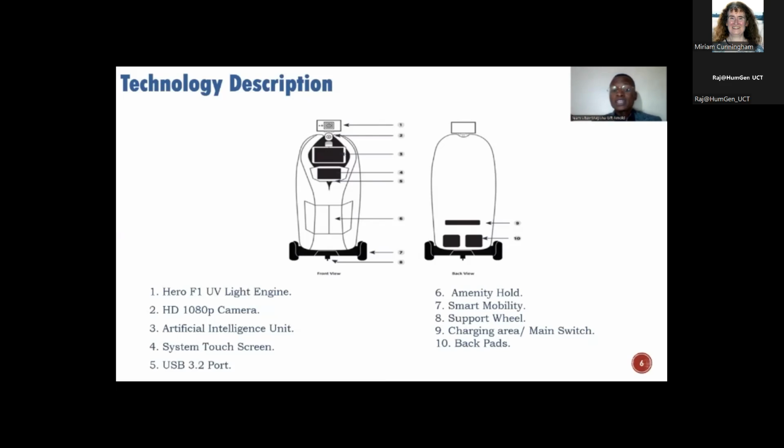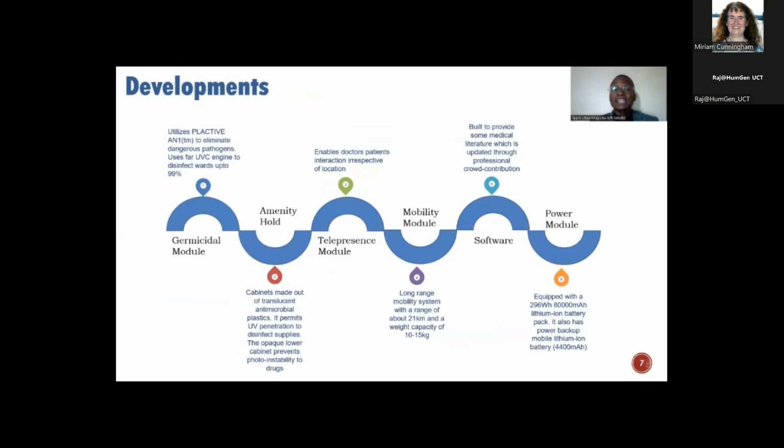The system has 2 touch screens for inputs and outputs. It has an amenity hold. The upper part is translucent. The lower part is opaque, to prevent photo instability of the medication. The system has a support wheel for balance, and it has a charging area, so it can run on both solar and electricity. That means it can even work in our normal village facilities.